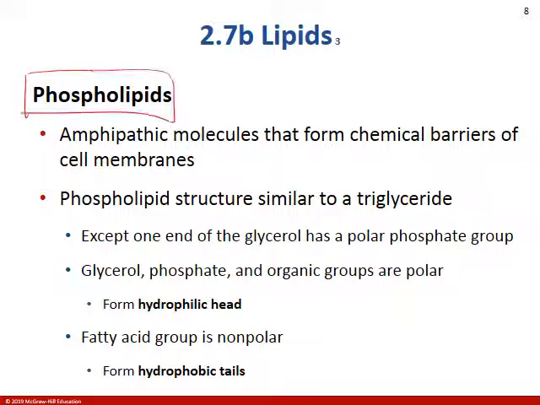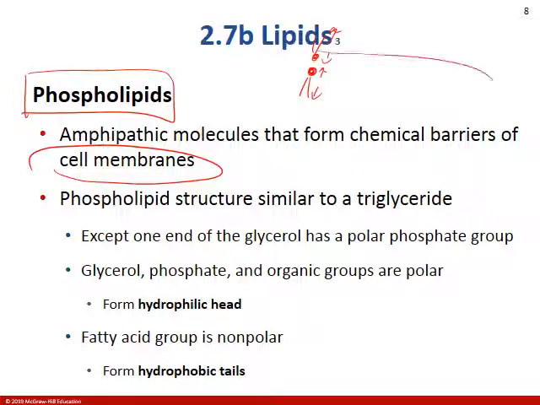Phospholipids are the second class of lipids. These are really important because these create cell membranes or plasma membranes. So if you take a phospholipid, it has two tails. If you take a bunch of phospholipids and put them together, the heads are going to face each other and the tails are going to face out, and it forms a barrier that separates the outside of a cell from the inside of a cell.